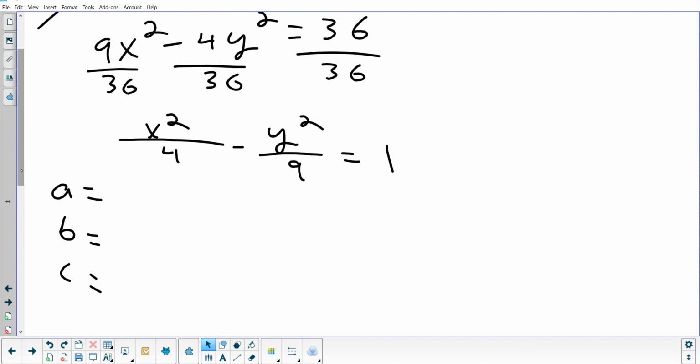Okay, what's A? 2. B? 3. We don't have an H or a K. And then C is going to be... remember, you're adding now. So C squared is A squared plus B squared, which is the square root of 13. Questions on how we got A, B, or C?